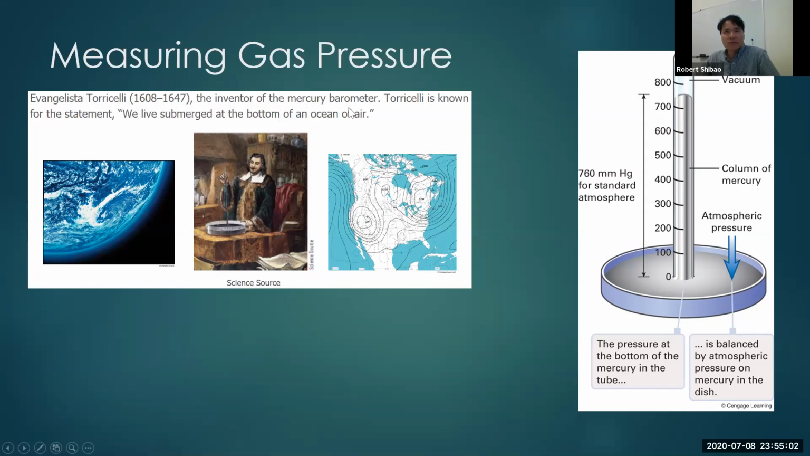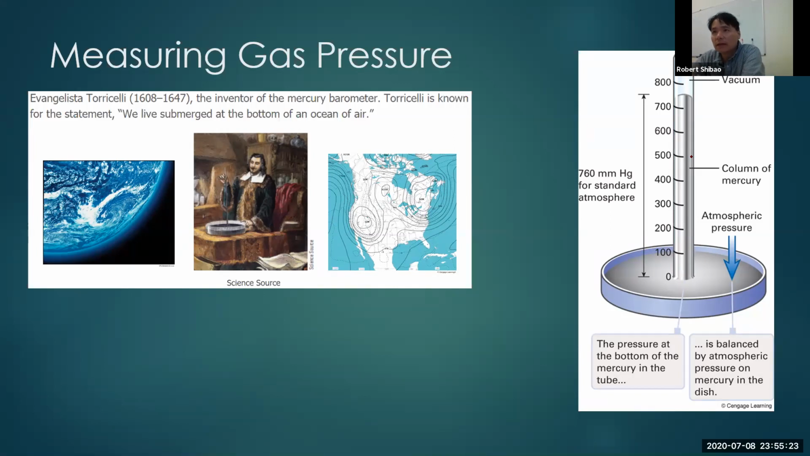Torricelli, the inventor of the mercury barometer. Torricelli is known for the statement, "We live submerged at the bottom of an ocean of air." At the bottom of the ocean of air, the air is going to be the heaviest. As we go up higher, it's going to be lighter. Weight and pressure are kind of the same thing. So how does a barometer work?